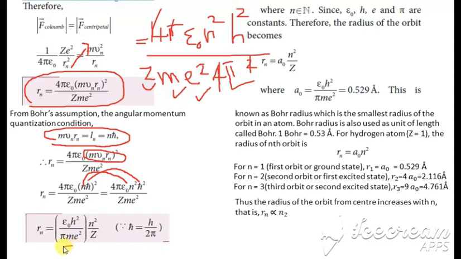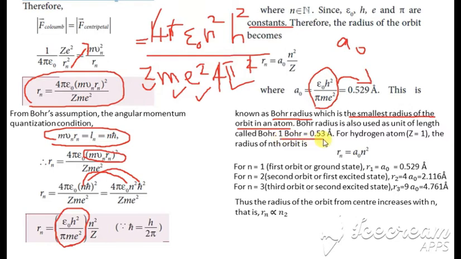In this, all these terms, epsilon naught, h, are considered to be constant values, so instead of all this we are writing a naught. And so we get Rn is equal to a naught into n square divided by Z, where a naught is equal to this term. And all these terms are constant, so when you substitute the value we get 0.529. This is called Bohr's radius, and it is the smallest of all the atoms.